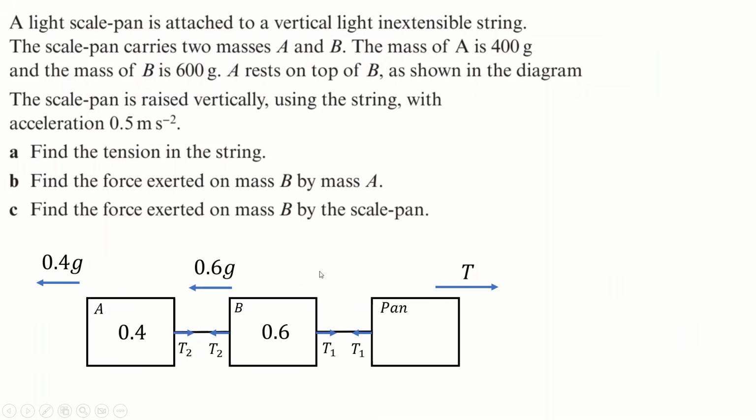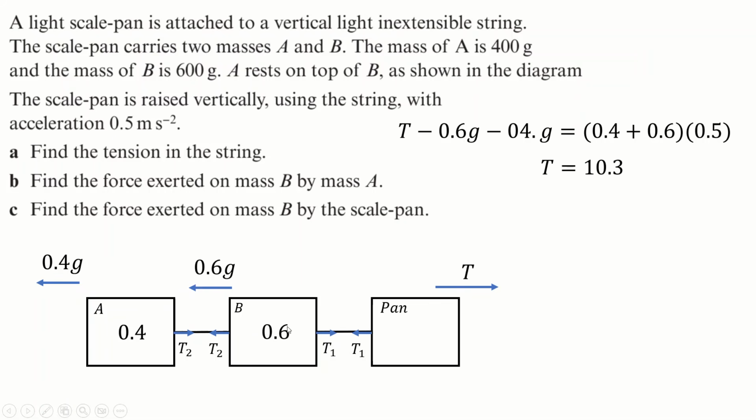We can do F equals ma on the entire system. This minus this equals the total mass, which are these two, times a, which they've actually already given us in the question, so we're doing this backwards, but that's okay. You can solve that for T, so you get T as that. Then to work out the force exerted on B by A, that's just equivalent to asking what the tension is between B and A in this string here.